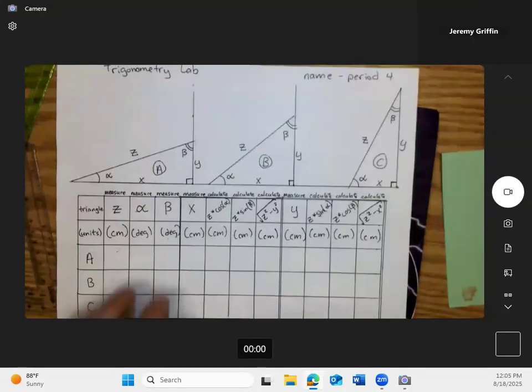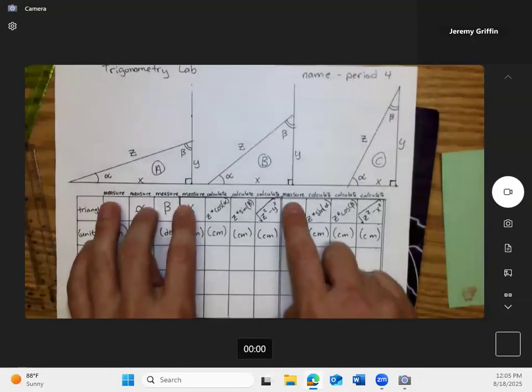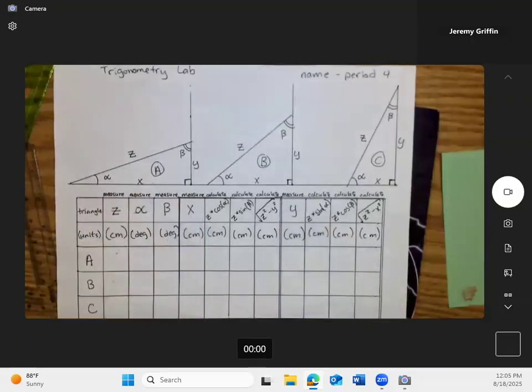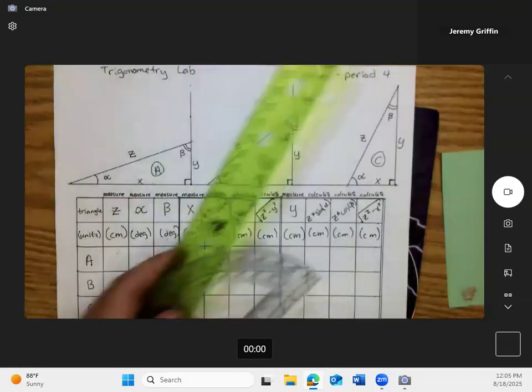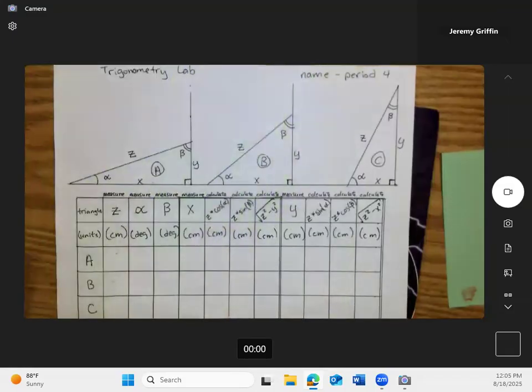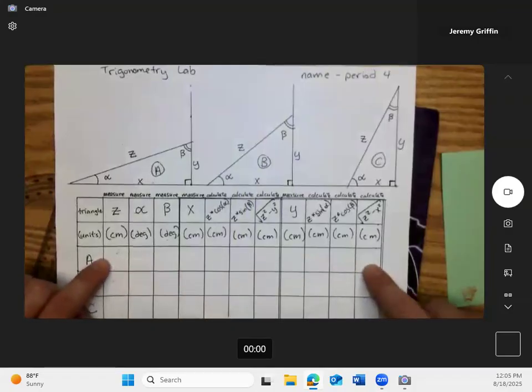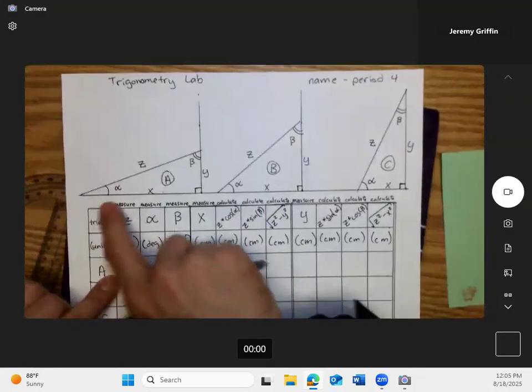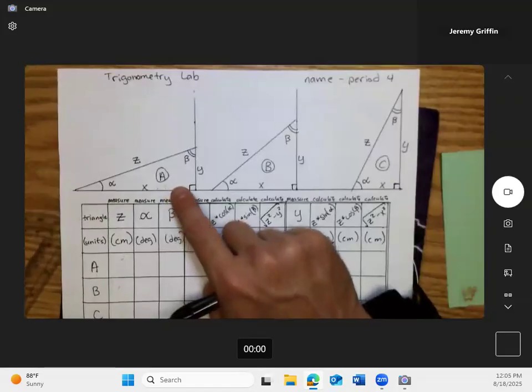So keep in mind, there are 5 columns marked measure. We've got the 4 over here and then 1 over here marked measure. So we're going to use our measuring tools and measure. Everything else we'll pull out the calculator for. I'll help you guys out with one of these triangles, and then I'll leave the other 2 to you. So I'll pick my first triangle, triangle A.